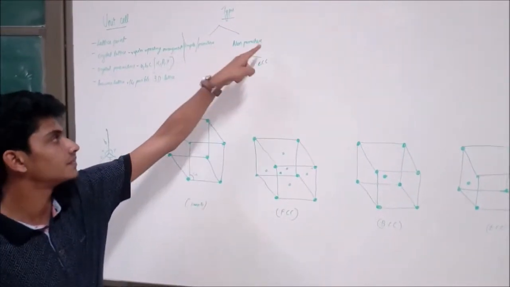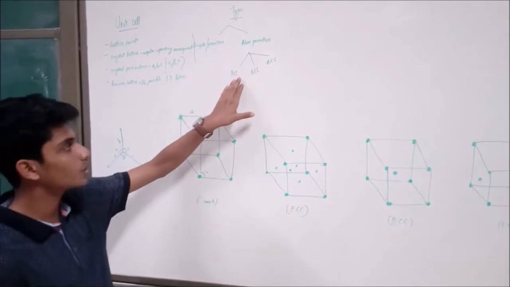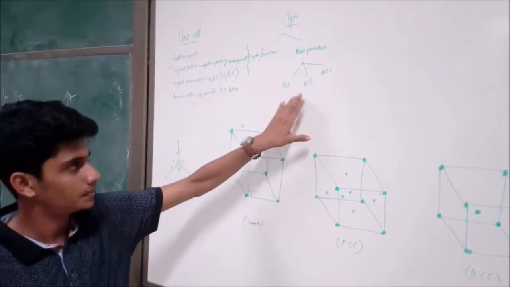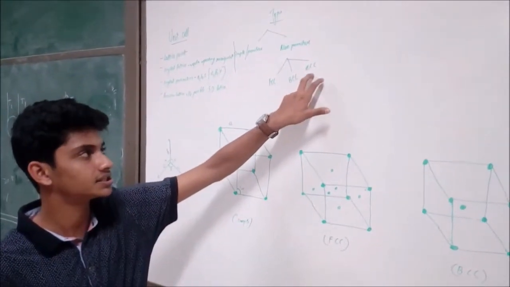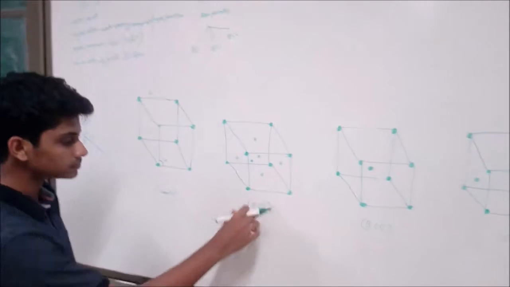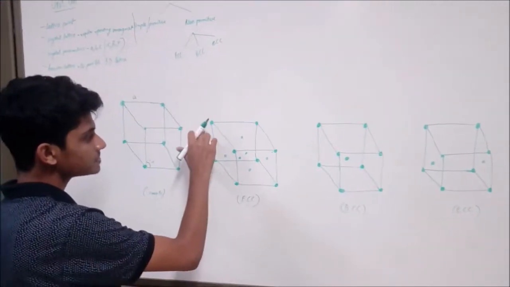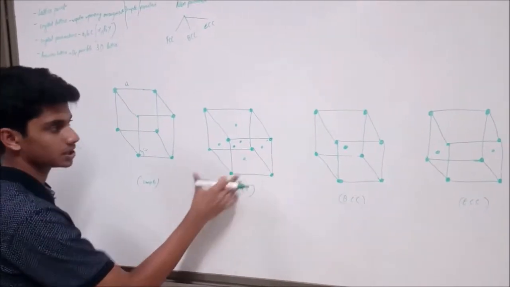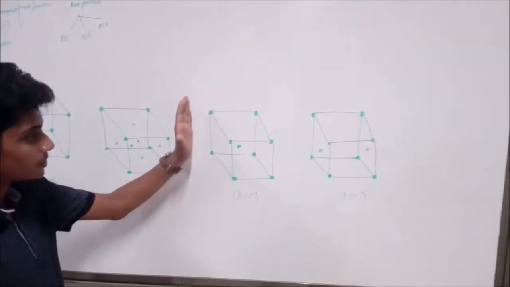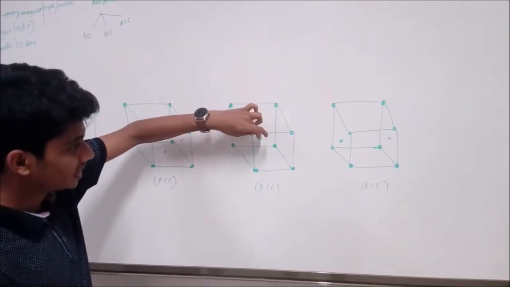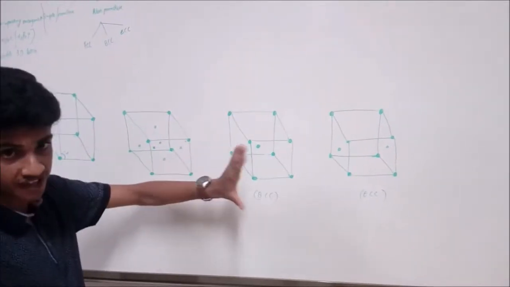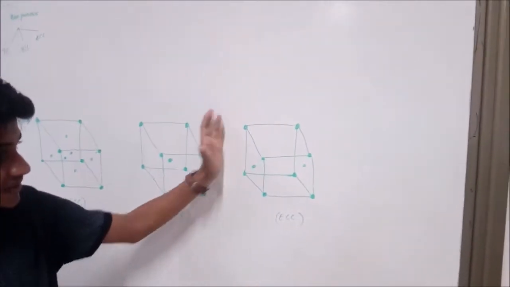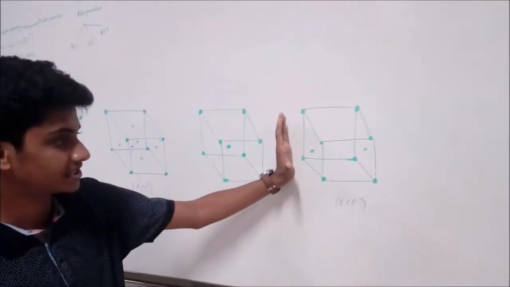Moving on to non-primitive unit cells, these are classified into FCC, BCC and ECC. FCC is face-centered cubic cell, BCC is body-centered cubic cell, and ECC is end-centered cubic cell. In FCC, the atoms are present in corners as well as in each face of a cube. In BCC, atoms are present in corners as well as inside the center of the unit cell, not on the faces. And in end-centered cubic cell, the atoms are present in corners as well as the two ends of the unit cell.